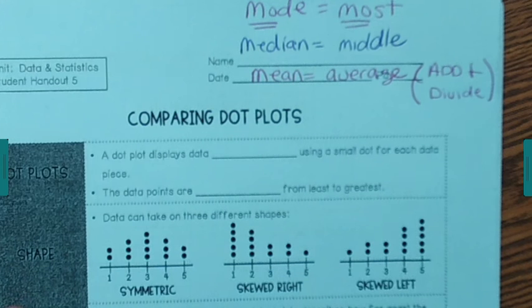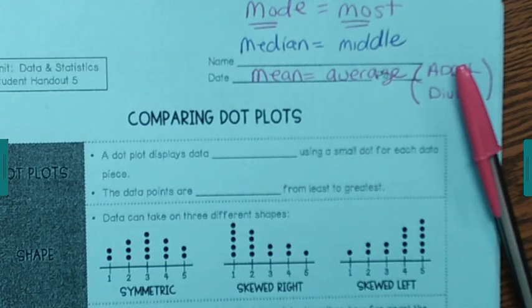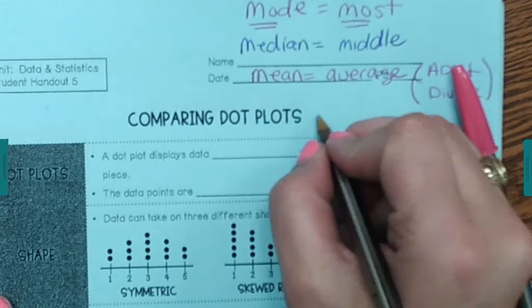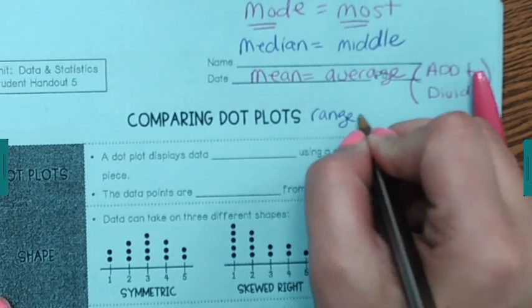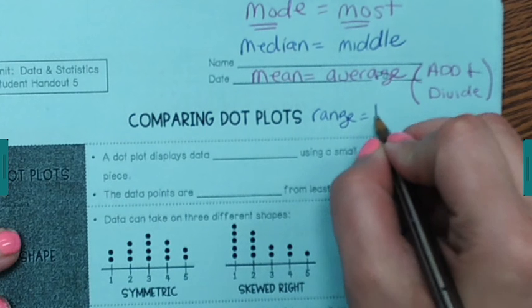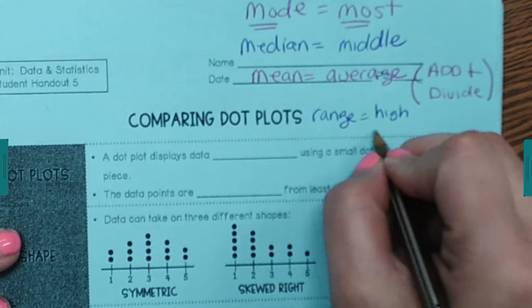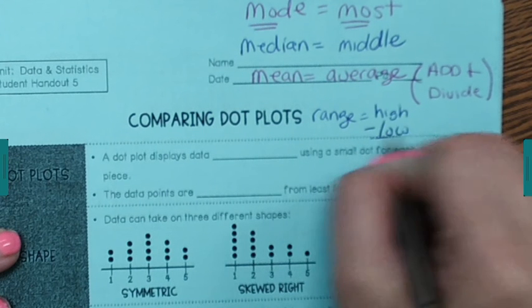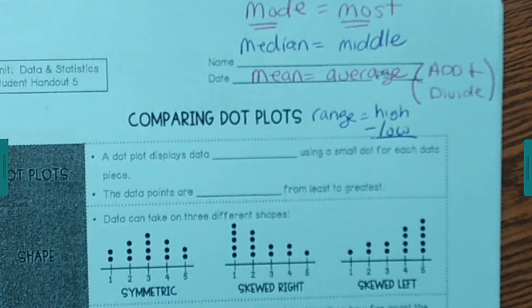Okay. You already have this written in your journal from the little video with Miss Kessler, but I just want it to be right here. Okay? Mean, median, mode, and the last one is range. Anybody remember how to find the range? High minus low. Your big number minus your small number. That's the range.